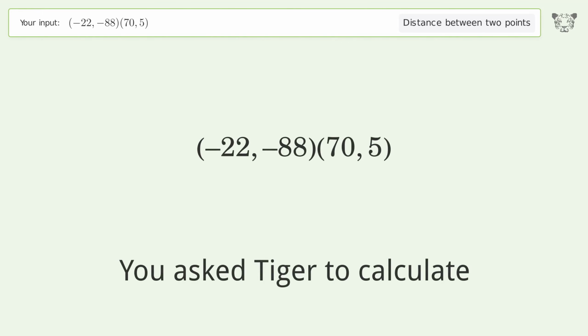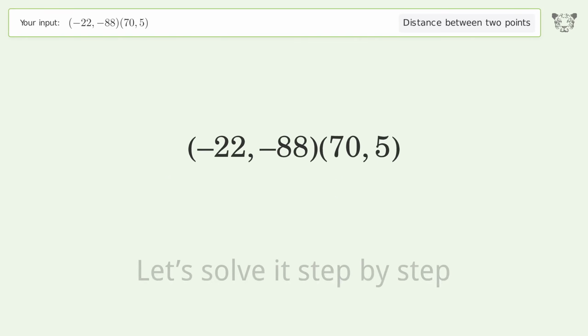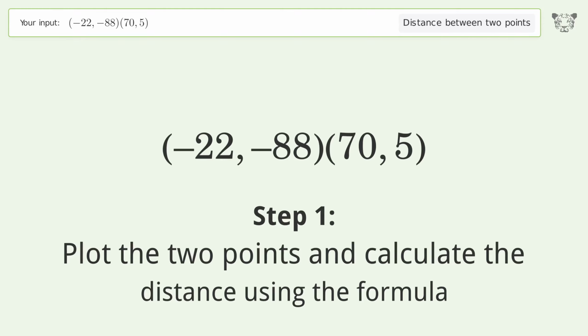You ask Tiger to calculate. This deals with the distance between 2 points. The distance between the 2 points is the square root of 17,113 or 130.817. Let's solve it step by step. Plot the 2 points and calculate the distance using the formula.